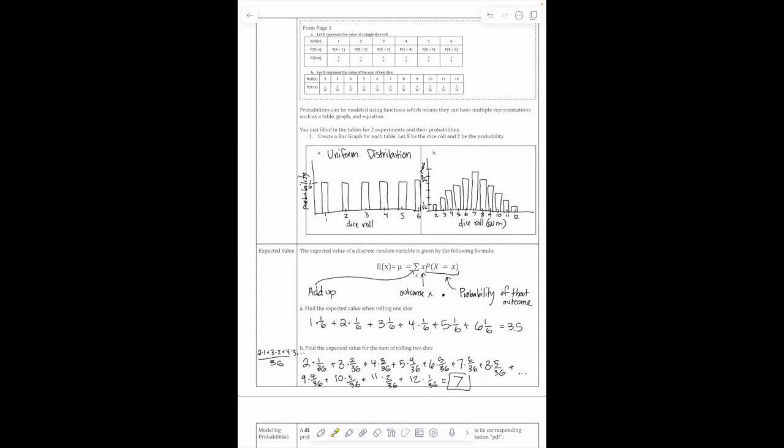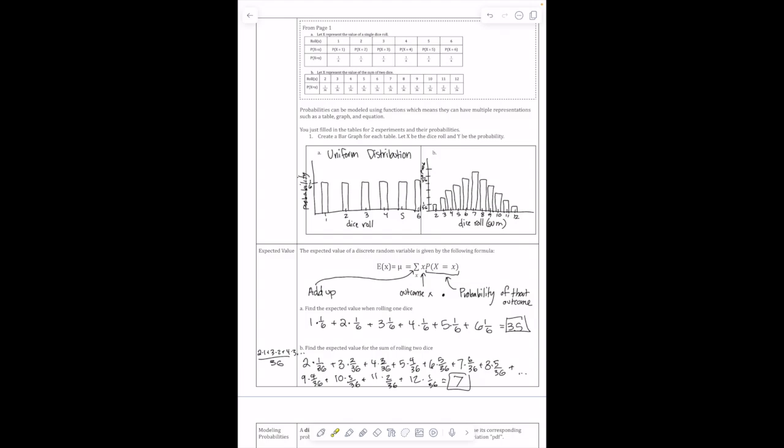It will not always be that the tallest bar is your expected value. It will be true if the data is perfectly symmetrical like ours is. But even when we think about our uniform distribution, our expected value was a 3.5, so it wasn't even one of our bars, and that's okay. But for symmetrical data, if the highest bar is in the middle, that will be your expected value.